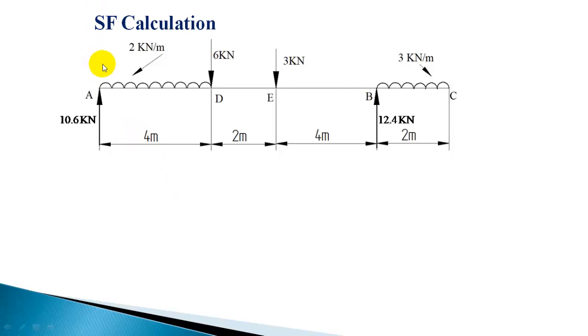Now let us take a section immediately right of A. Immediately right of A means an infinitesimally small distance away from A. So this UDL part you can neglect. Okay, a very small part of that UDL is included, so that can be neglected, and you get the shear force as 10.6.